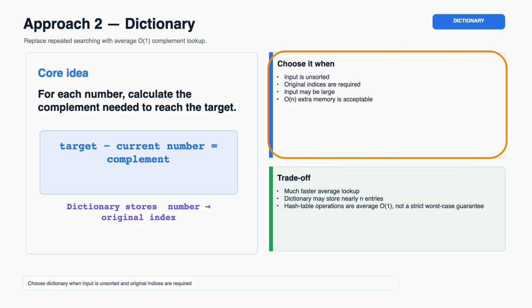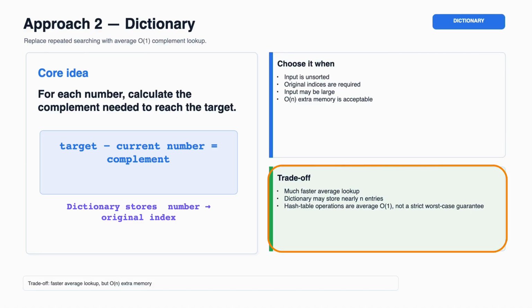What is the trade-off? The dictionary gives us much faster average lookup, but it may store several values from the input. Therefore, we improve execution time by using additional memory. This is known as the time-space trade-off. A Swift dictionary is implemented as a hash table and is designed to provide fast key-based access.